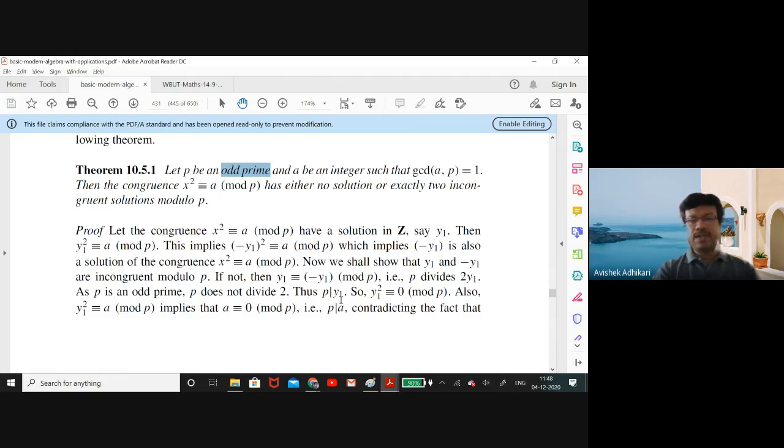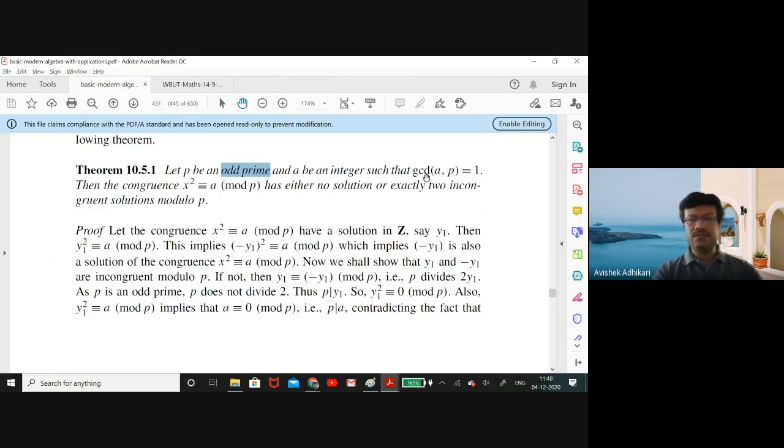If p divides y1, then y1 is congruent to 0 mod p, and that means y1 square is also congruent to 0 mod p. Also, from the hypothesis, you have already been given that y1 square is congruent to a mod p. So from these two, what will be your conclusion? a must be 0 mod p. That is, p must divide a.